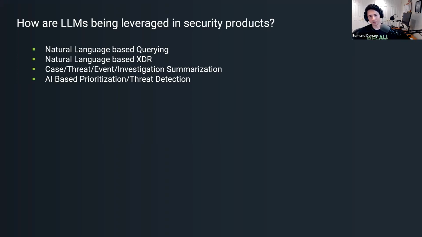Same thing for natural language-based XDR. Maybe instead of having to write a playbook, you can just say, please contain all the hosts that have communicated outbound to this particular domain. We want to contain those instead of having to figure out how to do the playbook. Of course, you're going to have things like case, threat, and event investigation summarization. LLMs are really good at this. So maybe taking a large number of tickets and providing summaries to you.